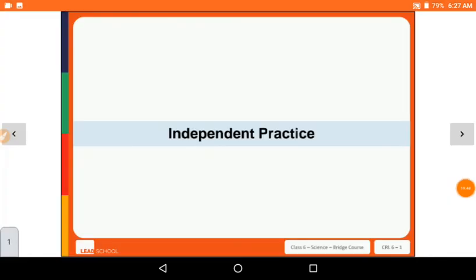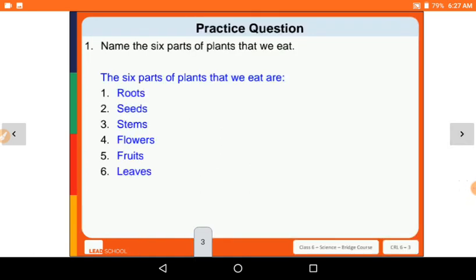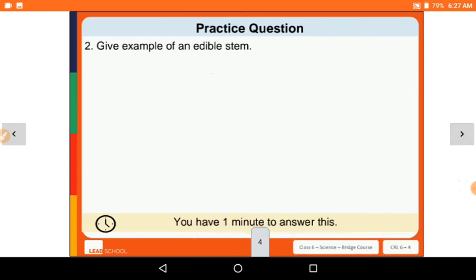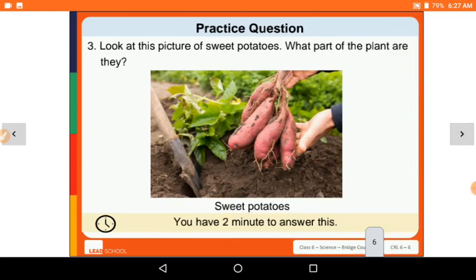So now let's answer some questions. Name the six parts of the plant that we eat. Roots, seeds, stem, flower, fruits and leaves. Give an example of an edible stem, a stem which we can eat. So here an example is sugarcane. Sugarcane is an edible part of the plant which we eat.